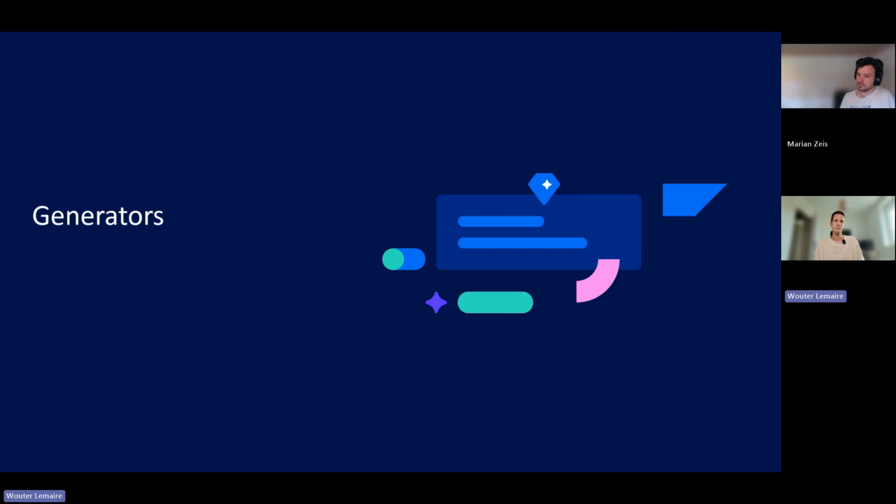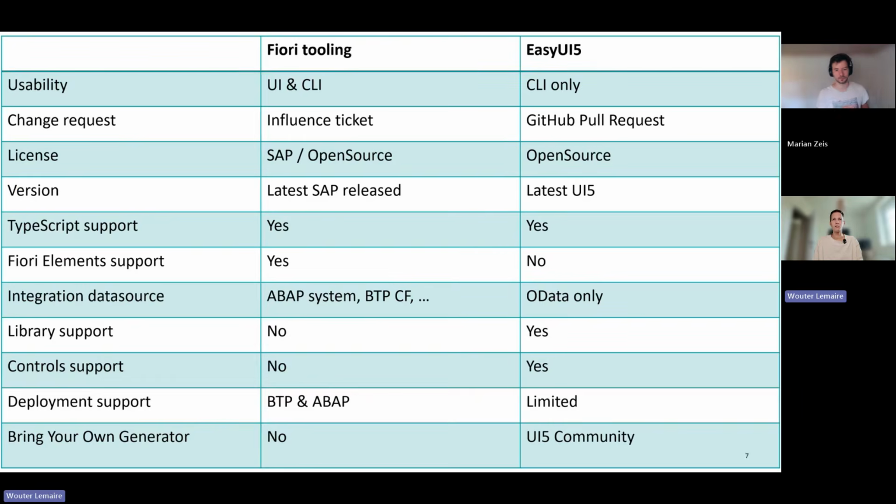And then to come to the next thing, generators. There are mainly two generators. Fiori Tooling has a generator, and then we have Easy UI5. Now I put some things next to each other to compare them on usability and so on.